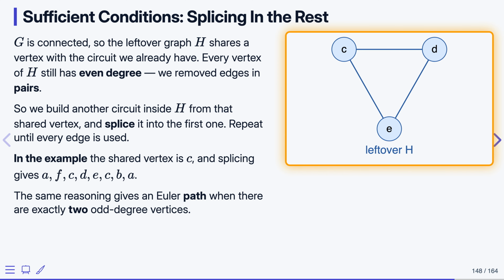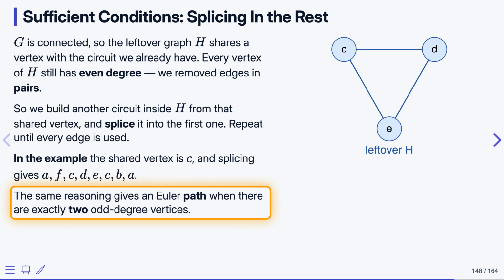In our example, the shared vertex is C, and the triangle CDE is the leftover. Splice it in and we get A, F, C, D, E, C, B, A. And the same idea works for a path, if there are exactly two odd vertices.